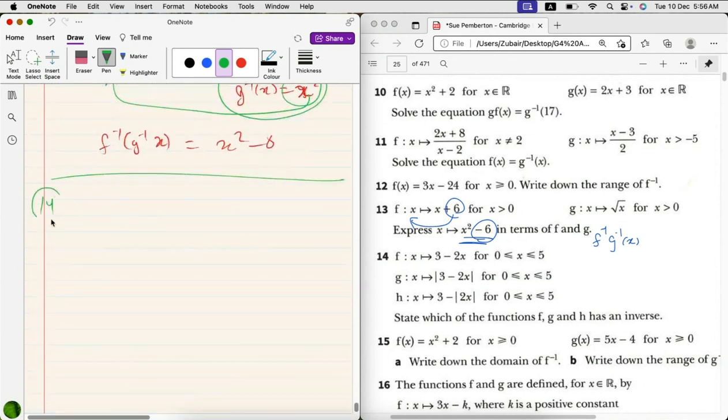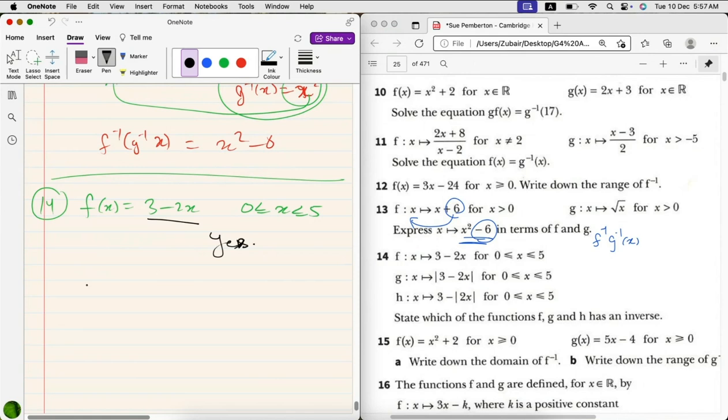Okay, 14 says f is given, g is given, h is given. State which of the following, f of x, g of x, and h of x, has an inverse. So first of all, f of x is 3 minus 2x. Although the domain is given, irrespective of that, it is a straight line. So yes, it will have an inverse.